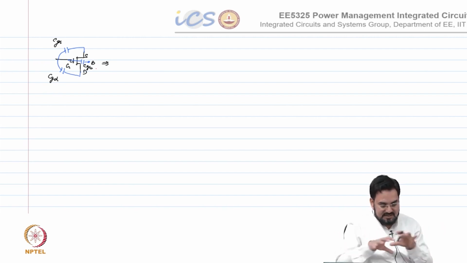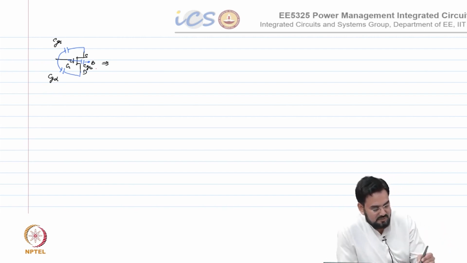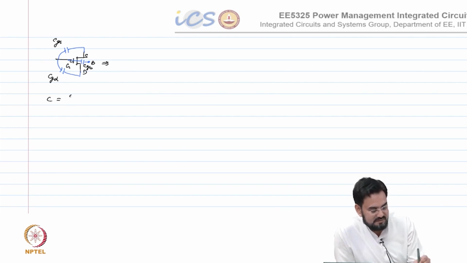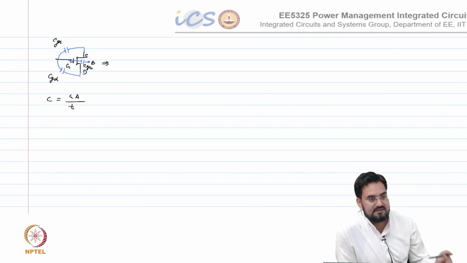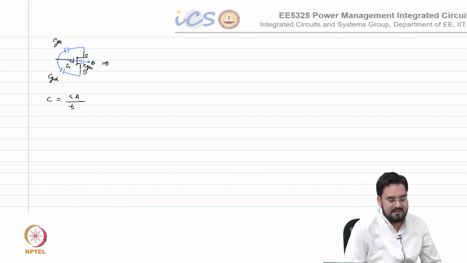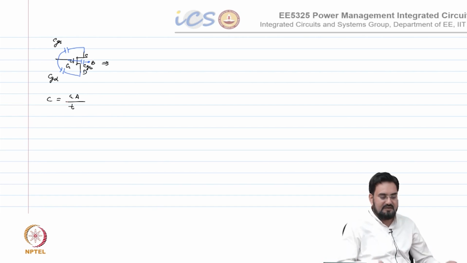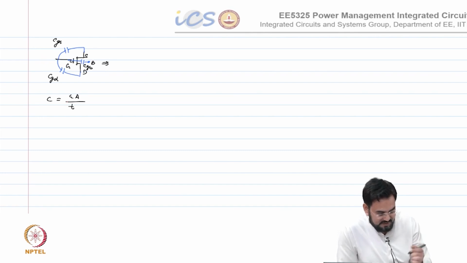And if you know the structure, what is the formula for a capacitor? Epsilon A over T, thickness. Okay. So, if you have a larger area, you will get a larger cap, a smaller area will give you a smaller cap, and thickness is defined by the process, the thickness of the dielectric.